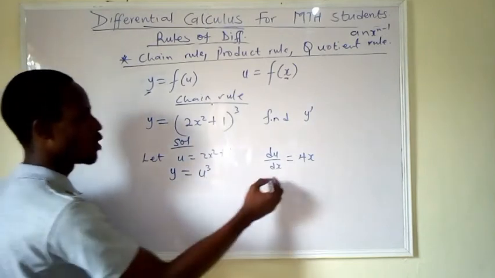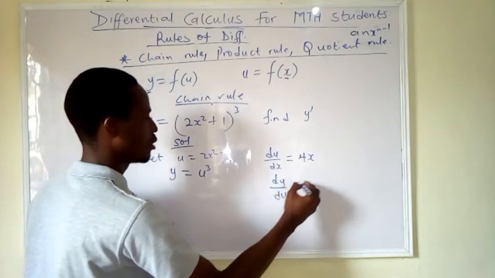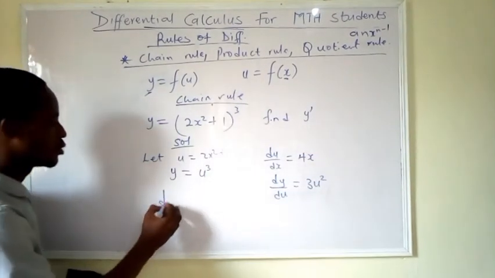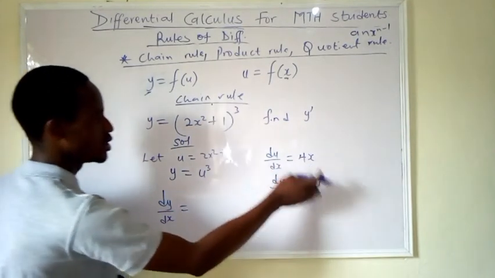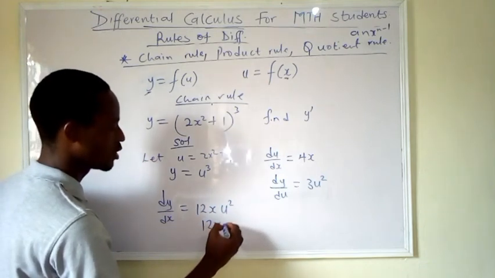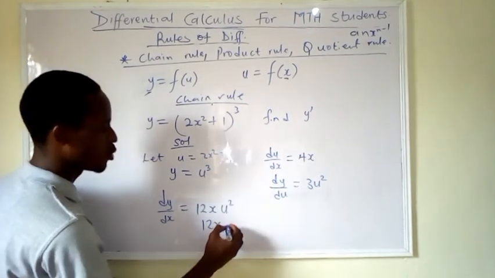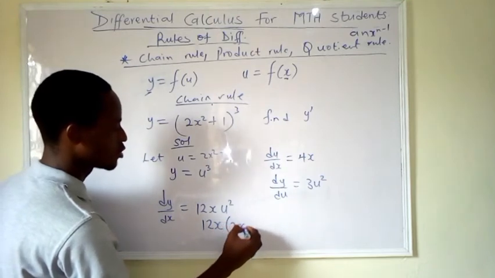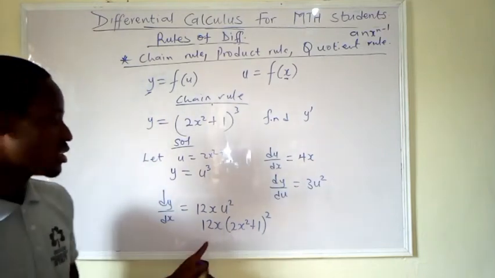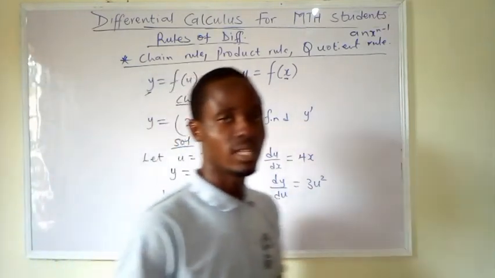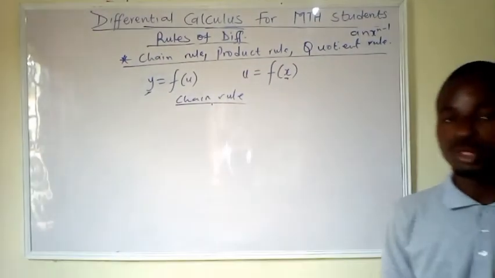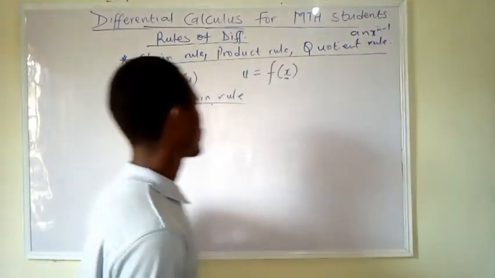The derivative of y with respect to u will now be 3u squared. So the product of the two would give me my dy/dx. So dy/dx will be this times this, which is 12x u squared, and that will be 12x. u is 2x squared plus 1, so I have 12x(2x squared plus 1) all squared. You can simplify this further, that is after you expand this, then use this 12x to open the bracket. However, all these rules will still be applied in trig and exponential differentiation, which we are going to do in later parts of this video. So now let's proceed with that.